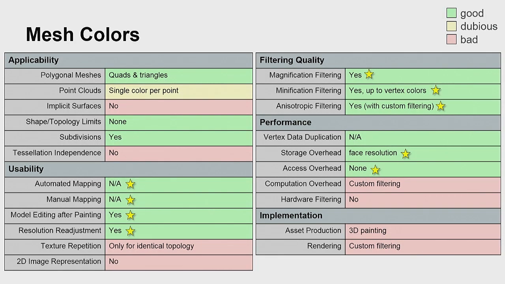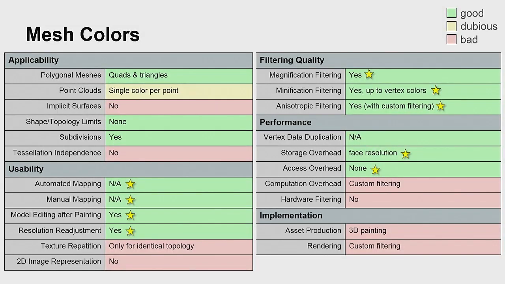But you're going to have custom texture filtering. And you cannot rely on your existing GPU texture filtering hardware. On top of that, in terms of implementation, again, you will need to have a 3D painting tool if you want to take full advantage of mesh colors. And for rendering, you need to implement your own custom shaders.